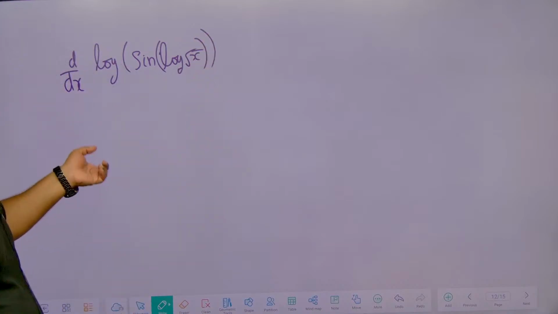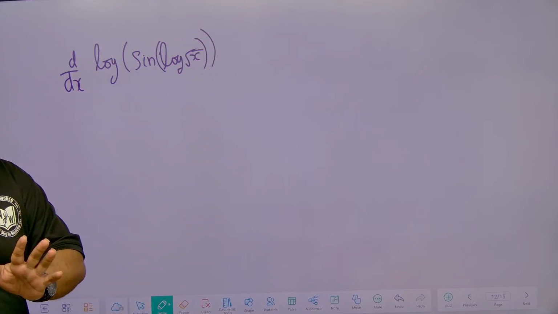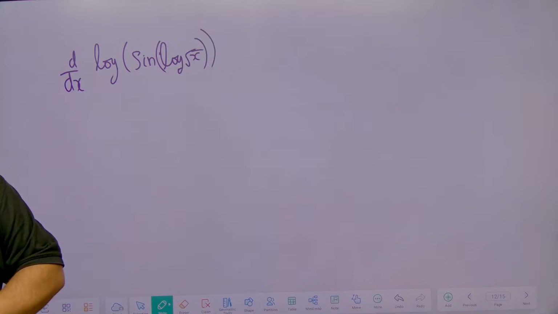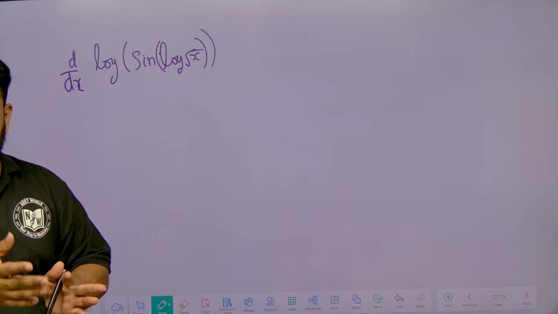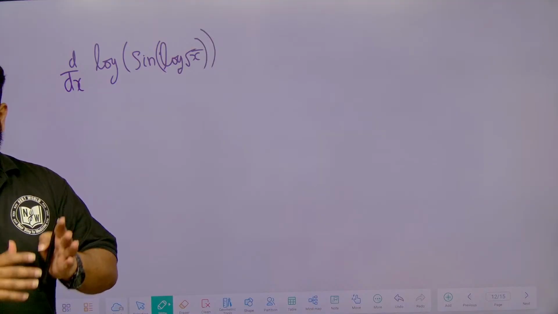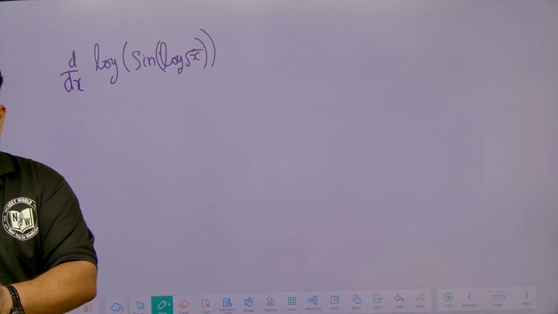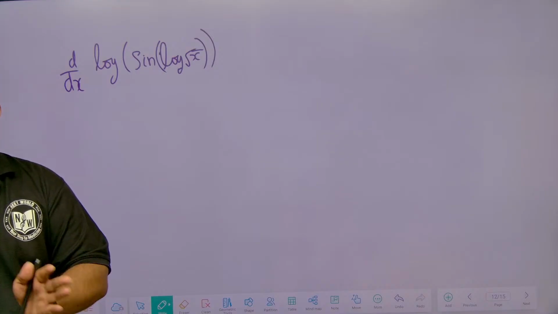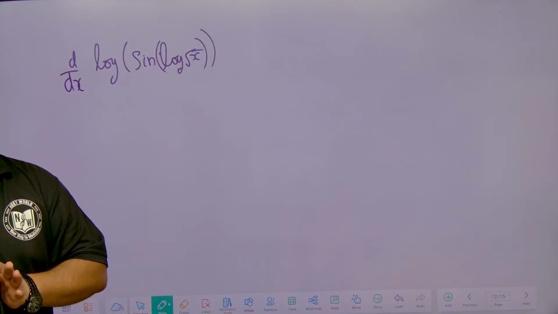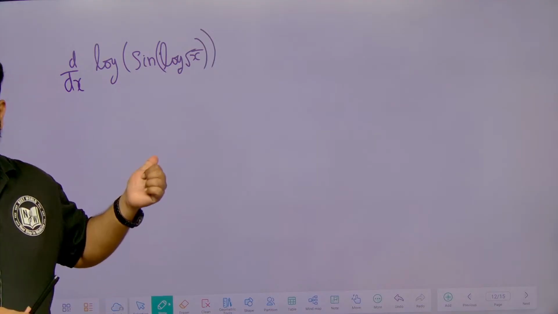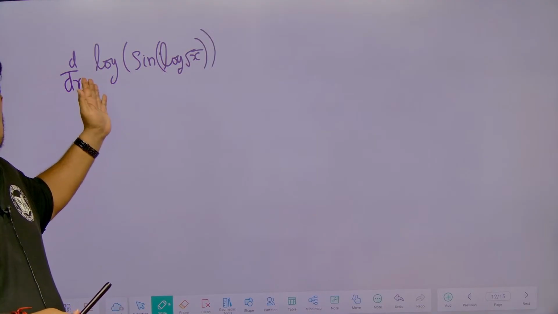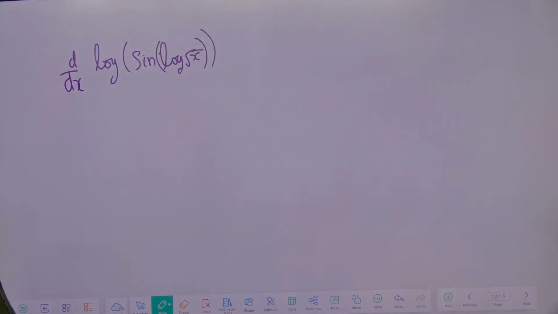So there is a function within a function. Chain rule, when can you apply? When there is a function within a function. But if there is a combination of two functions, that time you will apply product rule or quotient rule, depending on whether it is a product or division. But if it is a function within a function, there you should apply chain rule. So this is a function within a function. Outside function is log. So try this question.